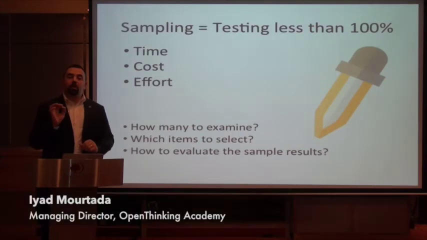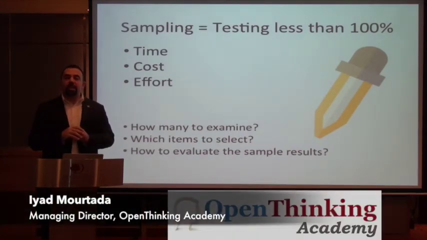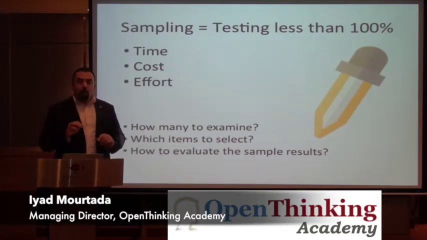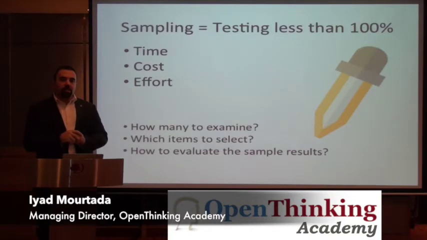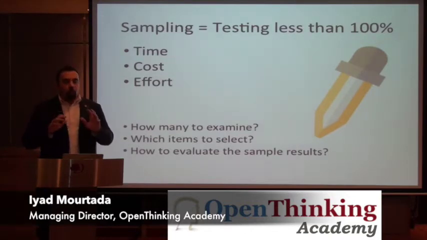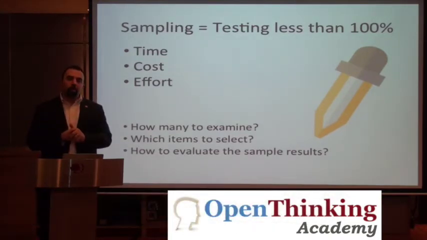Hello and welcome to another interesting section of the CIA review course, where we are going to be discussing the issue related to sampling. So first, let's start: why is sampling important? Because we cannot do testing of 100% of the population. And why is that? Because of the time, because of the cost, because of the effort.